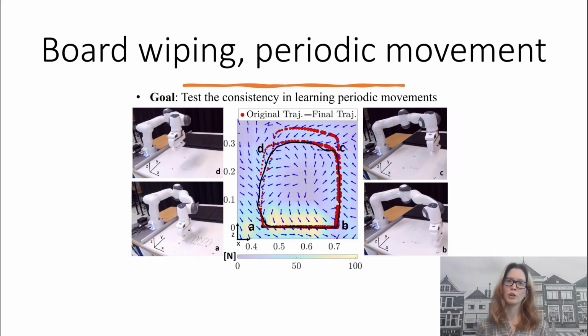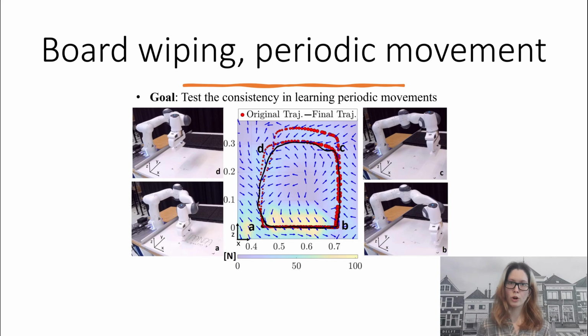Next, we look into periodic manipulation tasks, such as board wiping. Aside from enabling periodic motion, this task brings with it a further challenge. Since we don't have a force sensor, during the demonstrations we cannot observe the desired forces that have to be applied onto the board. As a result, the robot only learns that it has to move across the surface of the board.